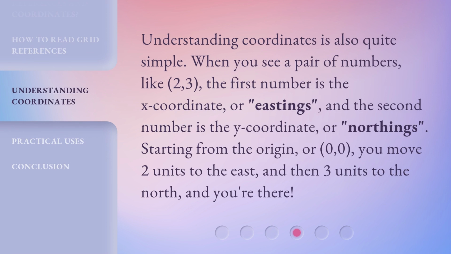Understanding coordinates is also quite simple. When you see a pair of numbers, like 2, 3, the first number is the x-coordinate, or eastings, and the second number is the y-coordinate, or northings. Starting from the origin, or 0, 0, you move 2 units to the east, and then 3 units to the north, and you're there.